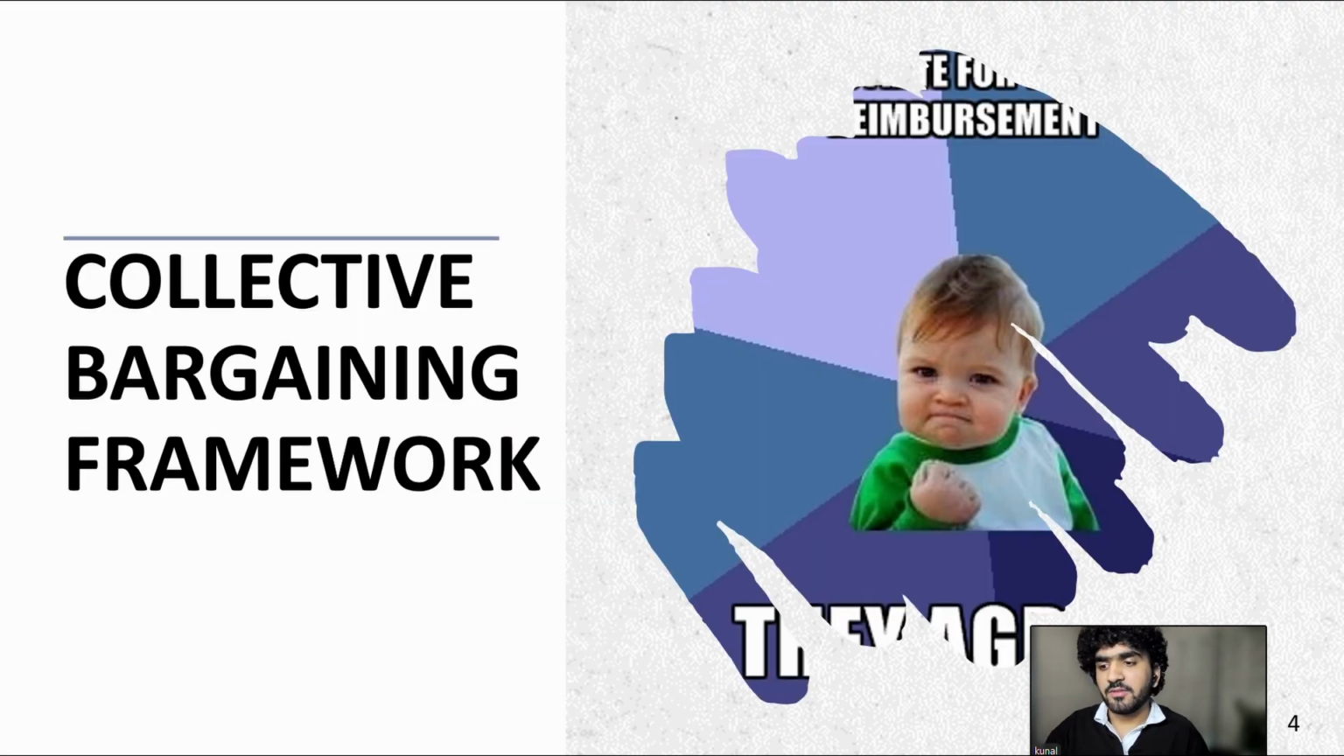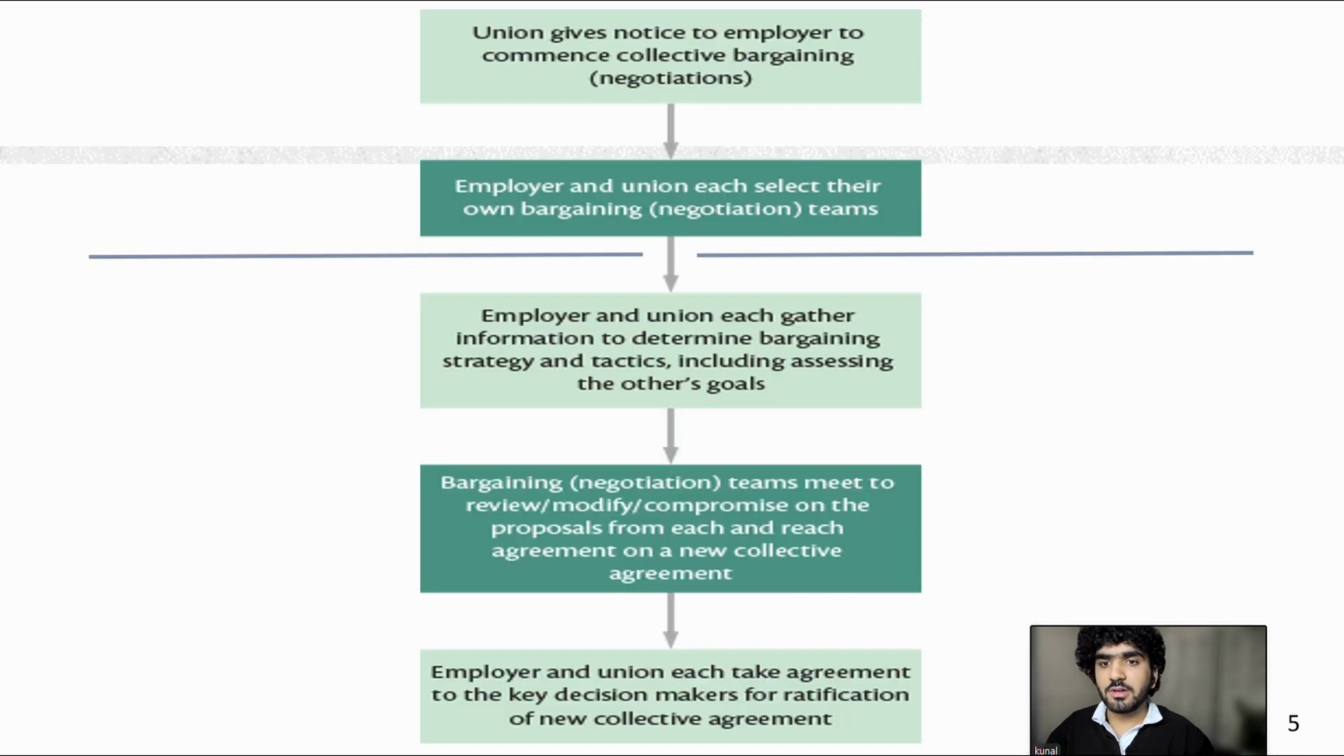In the next step, we have the collective bargaining framework. So this is the framework, a diagram of the framework. In the first step, the union gives notice to the employer to commence collective bargaining. From here, the negotiation will start.